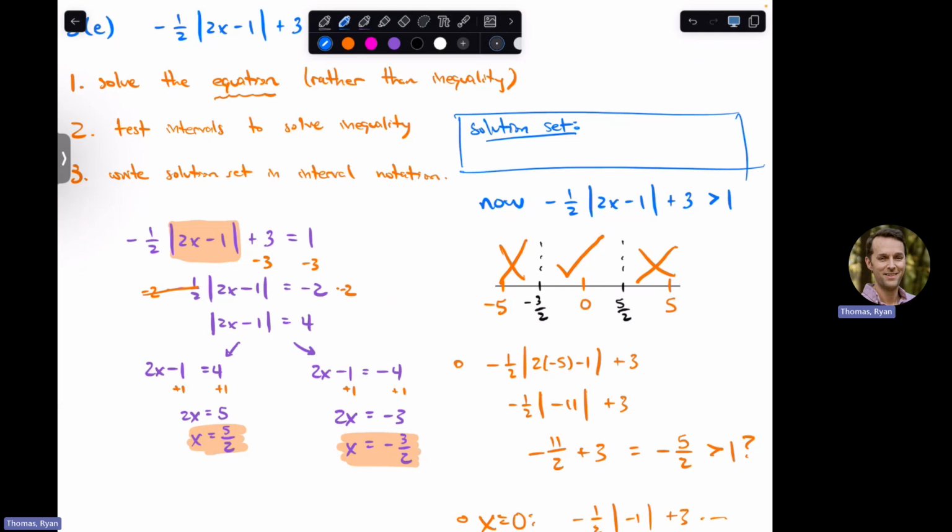Or out here. So it's going to be a single interval between negative 3/2 and 5/2, which are the two places that they intersect or cross.